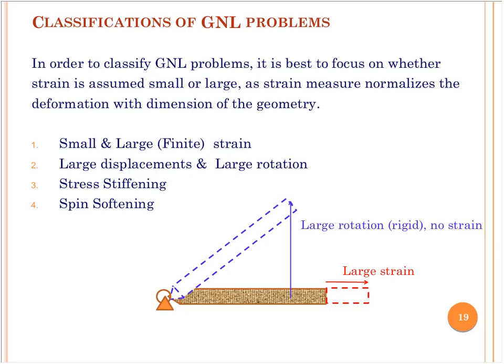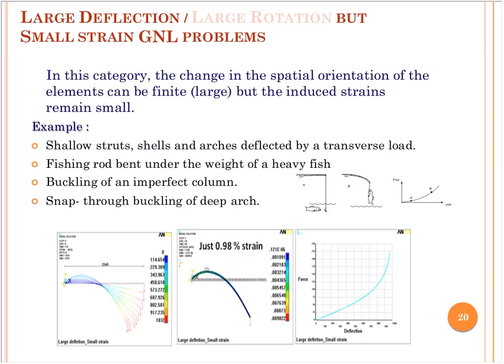Let us start looking into some examples to distinguish what is large deflection, what is large rotation, what is finite strain or large strain, and so on. Then towards the end, we will try to address what is stress stiffening and spin softening of the structural behavior. Let us first start with large deflection.